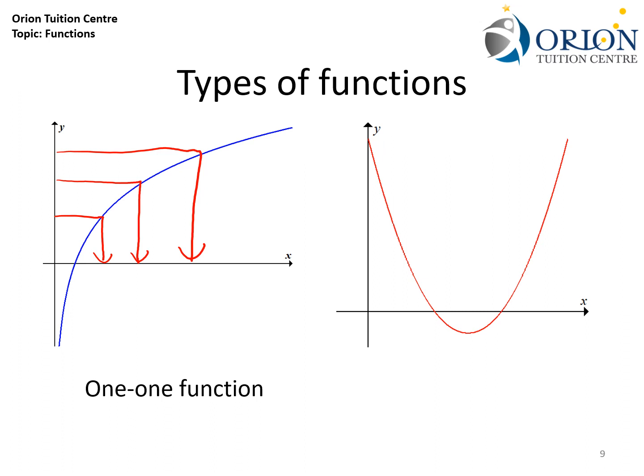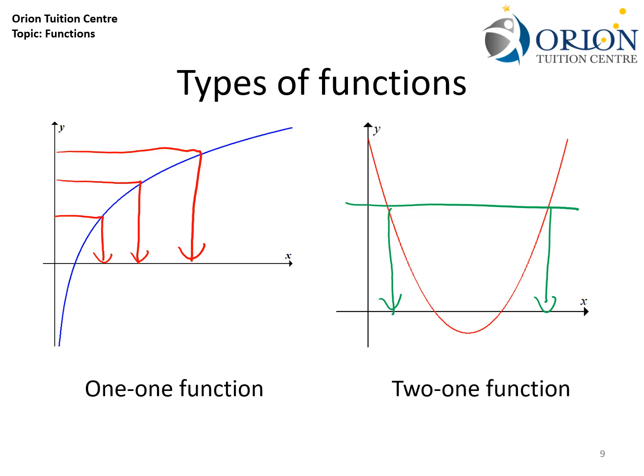For the graph on the right, we see that for every y value, there are actually two x values. And therefore, although this is still a function, it is not a one-one function because two x values can give us the same y value. This is thus called a two-one function. The concept of a one-one function will be important in the next lesson when we are dealing with inverse functions.